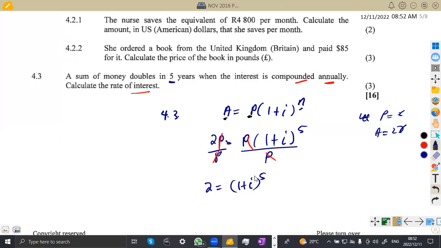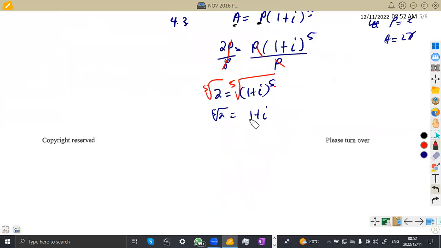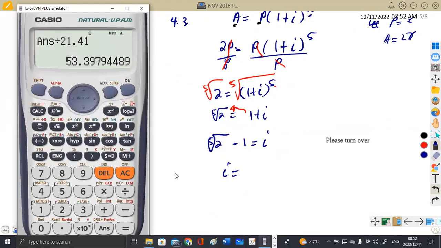So what can we do to remove the exponent of 5? We can introduce the fifth root, both sides. So the fifth root of 2 is equal to 1 plus i in this case. So to find i, we can transpose that 1 to the other side of the equation, which is going to be the fifth root of 2 minus 1 is equal to i. So let's see the value of i that we are going to have.